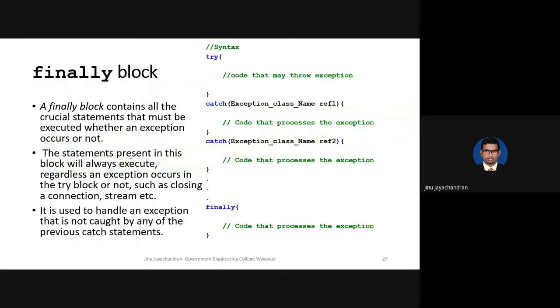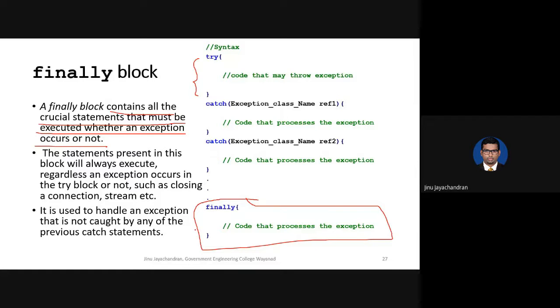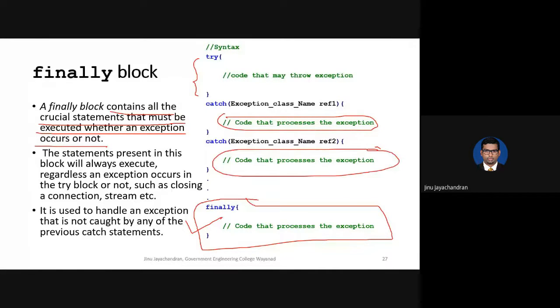So there can also be something called a finally block. It contains all the crucial statements that must be executed whether an exception occurs or not. Whether there is an exception in this try block or not, this block will execute. And you should remember that the catch blocks will execute only if there is an exception made in the try block. But the finally block will execute even if there is no exception. Okay. It is used to handle an exception that is not caught by any of the previous catch blocks.